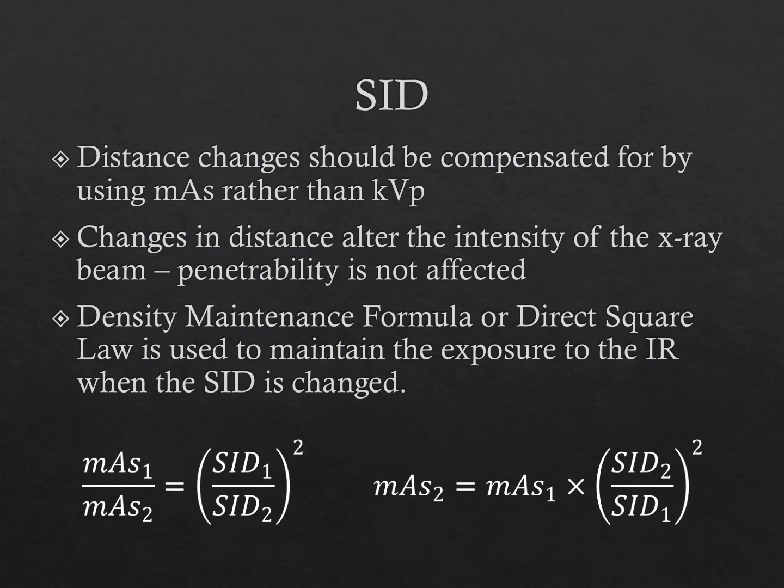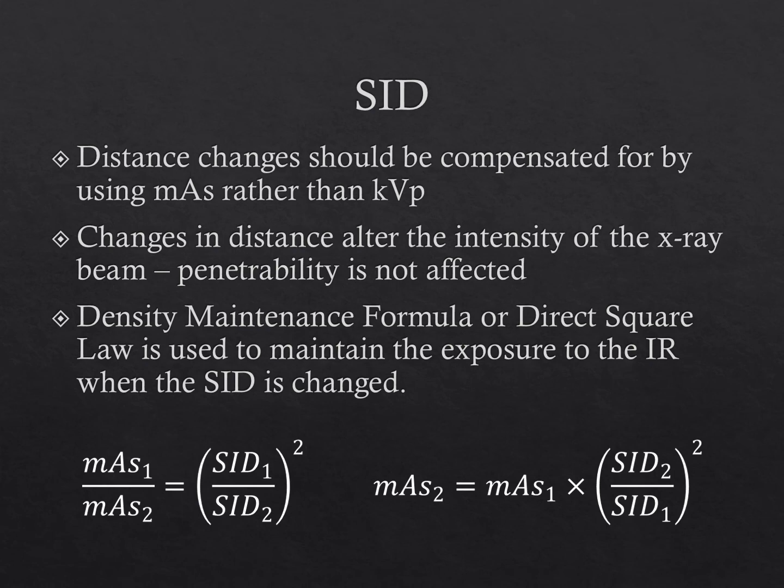So when we change our distances, when we change our SID, those first questions were talking about the intensity of the X-ray beam. But intensity, I mean, sure, we care about it, but it's not a factor that we can set on our console. It's not something I can directly tweak, other than changing my distance, to change the intensity of my beam or the intensity of the exposure.